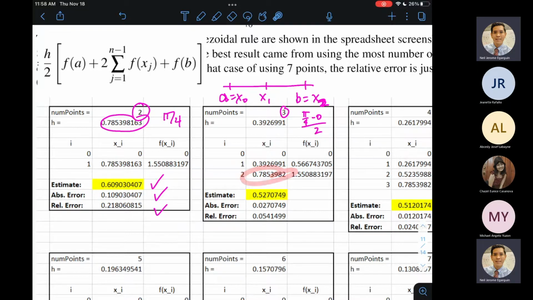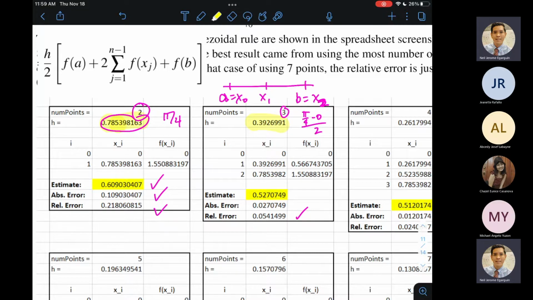So ito yung pi over 4 pa rin natin. Evaluate the function values. Plug these function values into the composite trapezoidal rule. We'll get 0.52 as our estimate. Okay? And that is good because the relative error is just around 5%. And let's see if obvious yung pagiging order h squared niya. So look at the value of h here, it's 0.78. Yung 0.39 ay kalahati ng previous h. So ibig sabihin h here was halved.